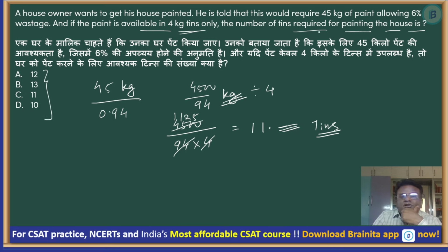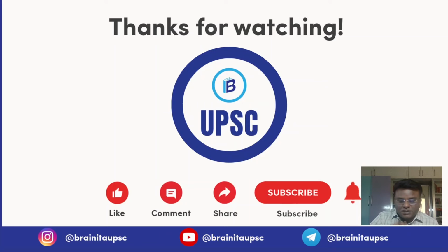They cannot be decimals because these are closed dabbas, right? The tins. I need 11 plus something tins. That means I need 12 tins. My answer is option A. Okay, so that's about percentages.